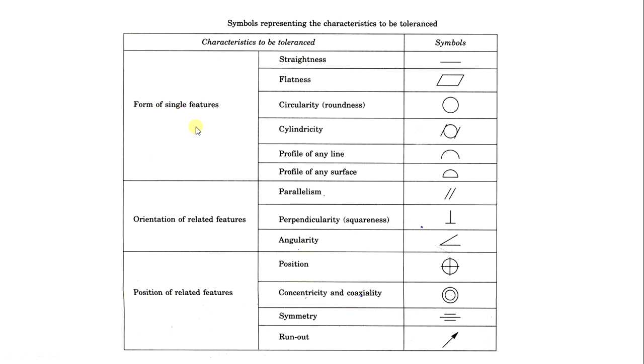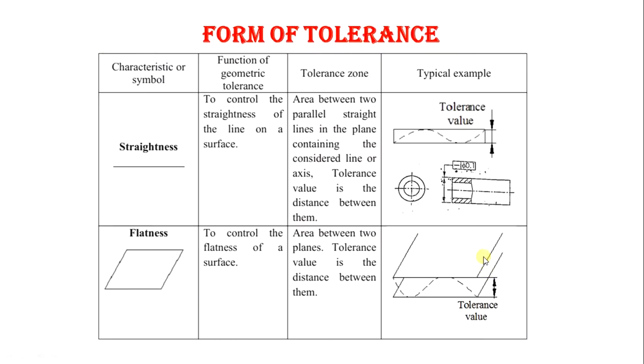Based on the form of single features, we have straightness, flatness, cylindricity, circularity, and profile of any line or any surface. These are the symbols which we'll be using. Then we have orientation: parallelism, perpendicularity, and angularity. And in the positioning case, we have the position symbol, concentricity or coaxiality, symmetry, or run out. Now we'll discuss the details one by one.